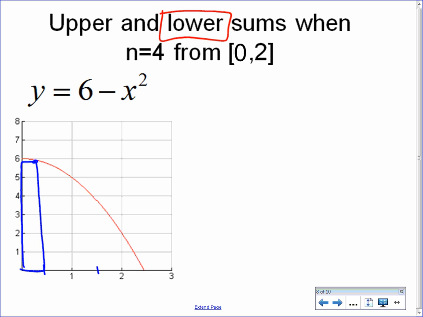For this rectangle, the right... They're supposed to be the same width. I apologize. Okay, the right side is on the curve.